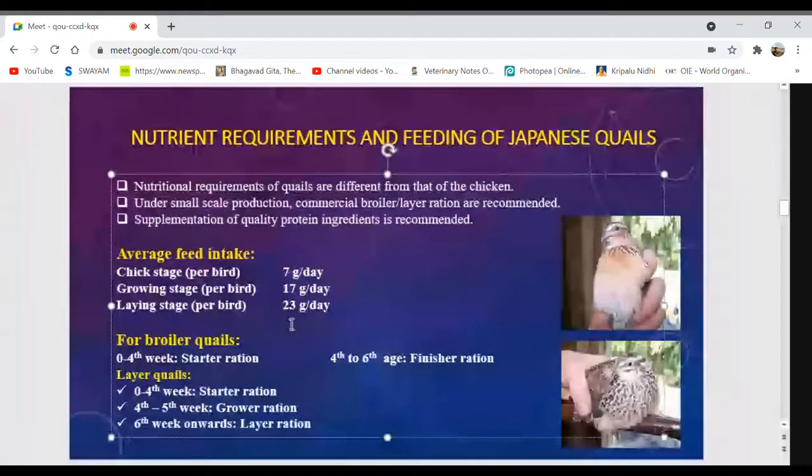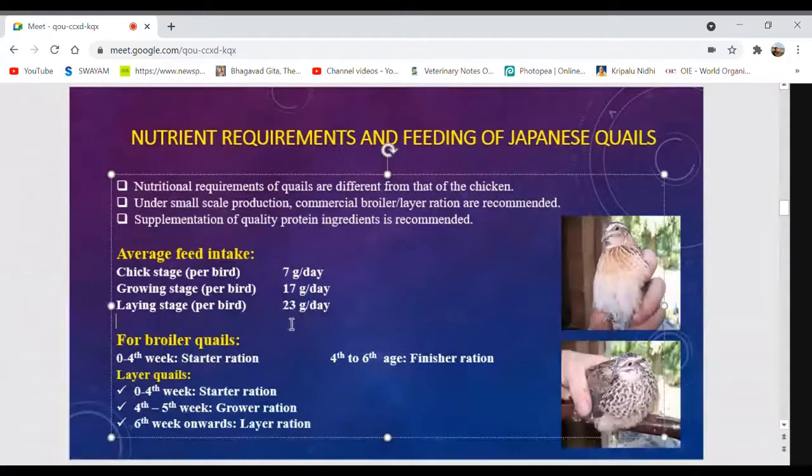So, when we prepare rations for Japanese quail, it should be homogeneously mixed, and the nutrients should be evenly distributed, particularly the minor feed ingredients like vitamin and mineral supplements. Then only they will get them, otherwise they may suffer from deficiency. So this point we have to consider.